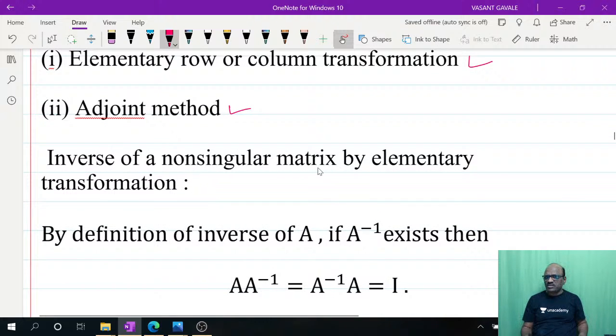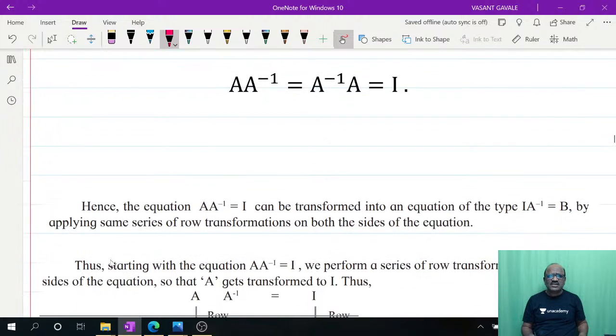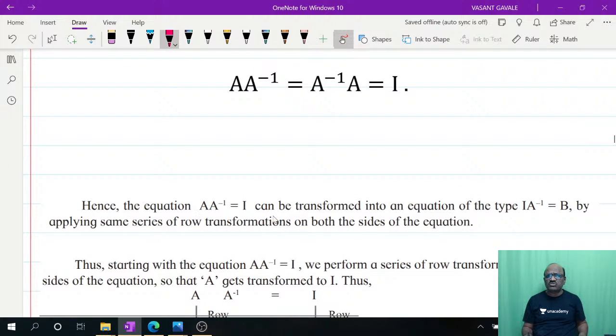Inverse of a non-singular matrix by elementary transformation. Okay, now see this here, inverse find out जर करायचं असेल by using the elementary transformation, then how we write here? जर आपल्याला inverse find out करायचं असेल तर A into A inverse or A inverse into A is equals to I. Okay, now see this here, hence the inverse A into A inverse is equals to I can be transformed into an equation I into A inverse is equals to B. म्हणजे काय की आपल्याला A into A inverse ते आपण रो ट्रान्सफॉर्मेशन ते अप्लाय करत असतो. A into A inverse is equals to I.